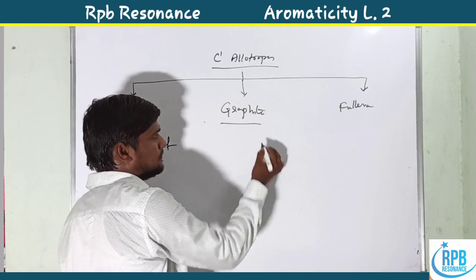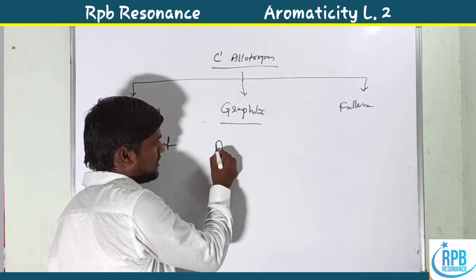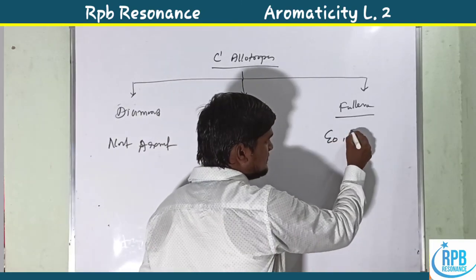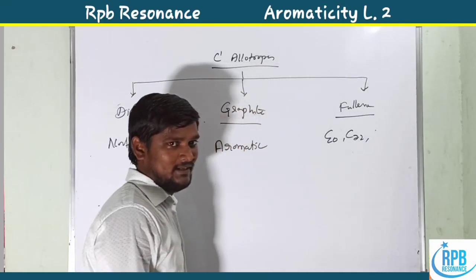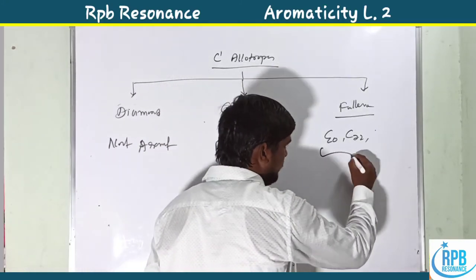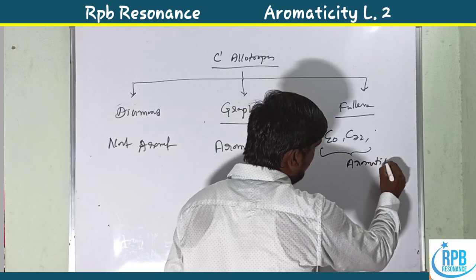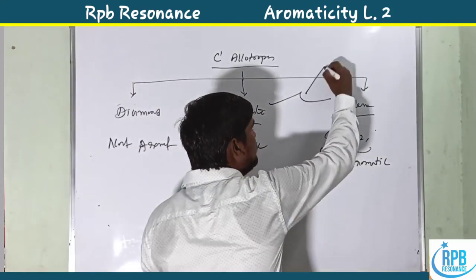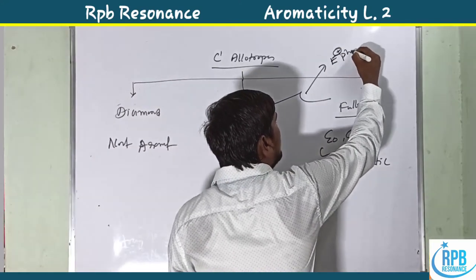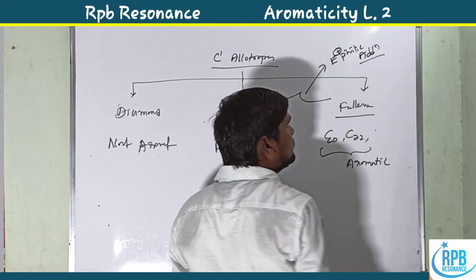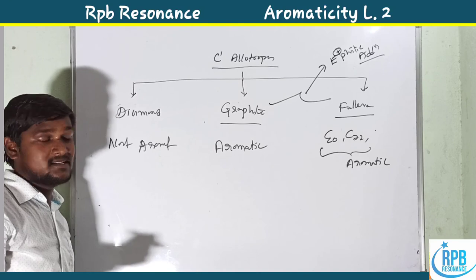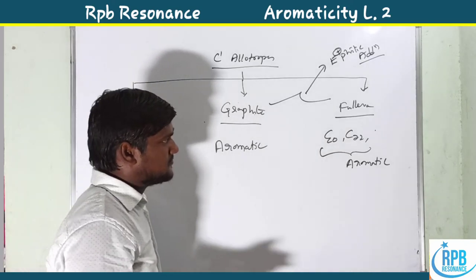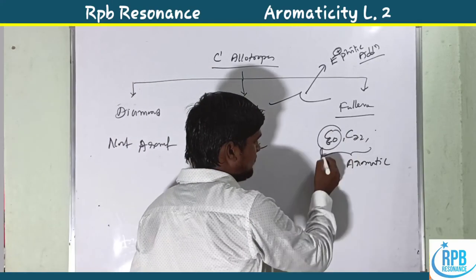Okay, now graphite is sp2 which has a benzene type structure. That's why it is aromatic in nature. So fullerenes, not only C60, C72, C80, those types of fullerenes are aromatic. Okay, so these fullerenes are also aromatic in nature. Even though graphite and fullerenes are aromatic, they both give electrophilic addition reactions. So this is an interesting point. Aromatic compounds cannot give addition reactions, but these two give electrophilic addition reactions.